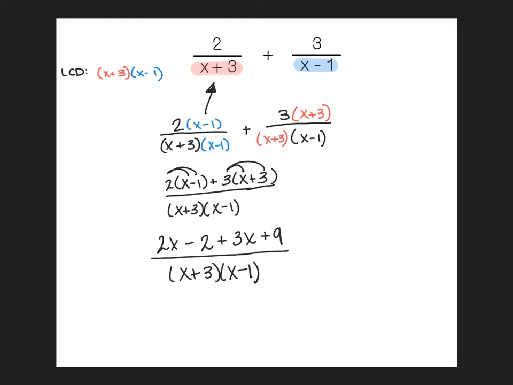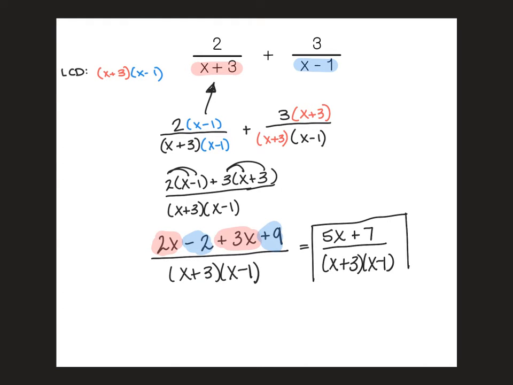Then I want to simplify by combining any like terms I can combine. So I have 2x plus 3x, that's 5x. Negative 2 plus 9 is positive 7. And the denominator is x plus 3, x minus 1.